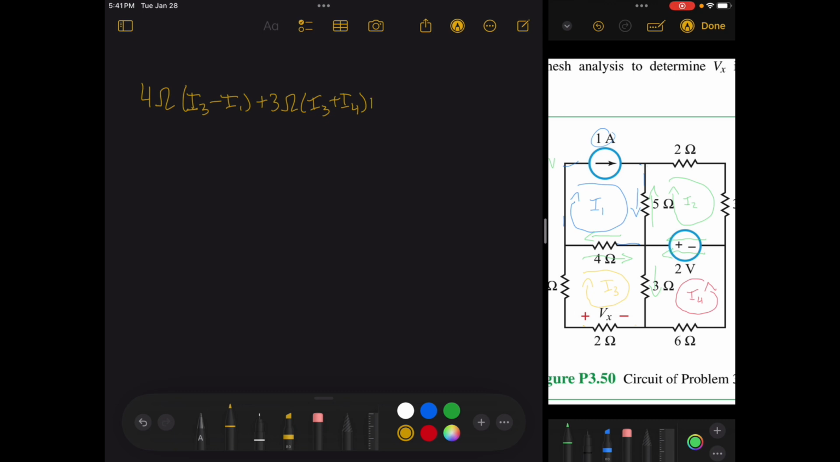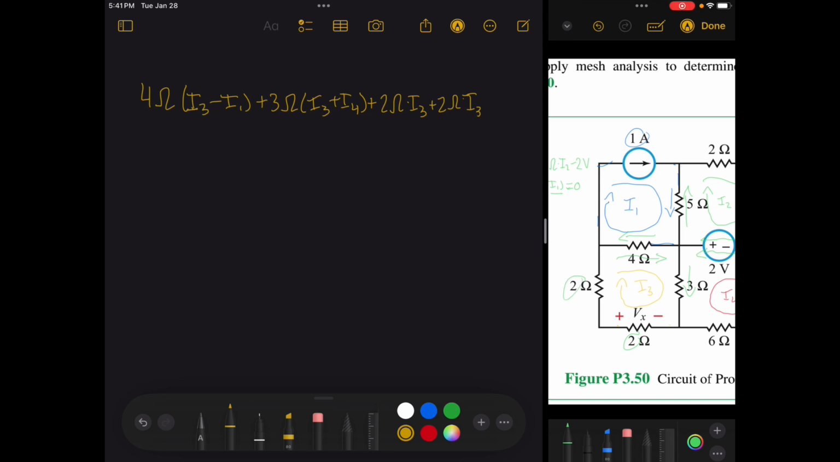And then you have the 2 ohm resistors, so plus 2 ohms times I3 plus 2 ohms times I3. No other currents affect these two 2 ohm resistors. And that all equals 0. Again, we have only two unknowns, I3 and I4. So we can rearrange it so that we have I3 times all of its coefficients: 4 ohms plus 3 ohms plus 2 ohms plus 2 ohms.